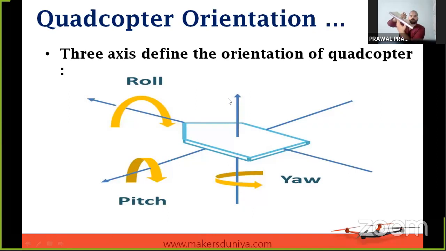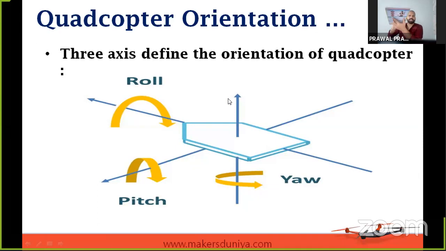What is the benefit of the rolling feature? Rolling helps your drone to go right or left. You can write it down: rolling helps your drone to go left and right.